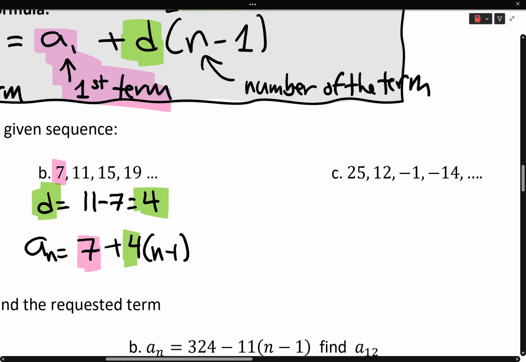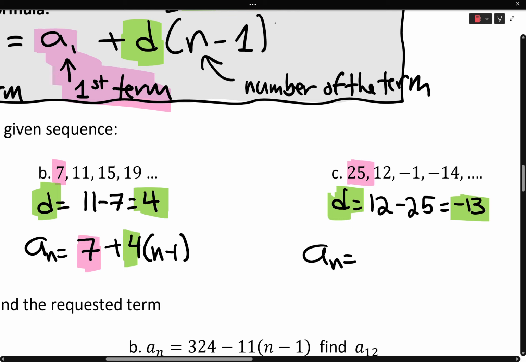One more time for letter C. To find the common difference, I do 12 minus 25. That's negative 13. The first term of this sequence is 25. I officially have all the information that I need. a_n equals 25 plus negative 13 times (n minus 1).